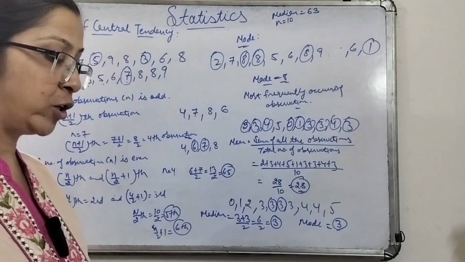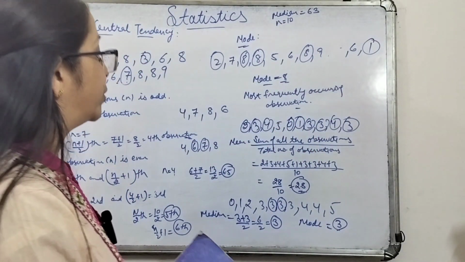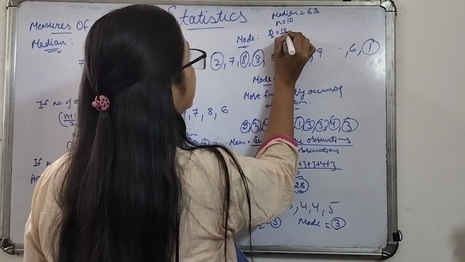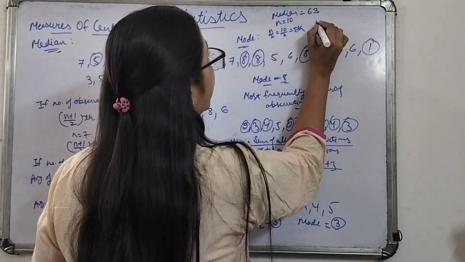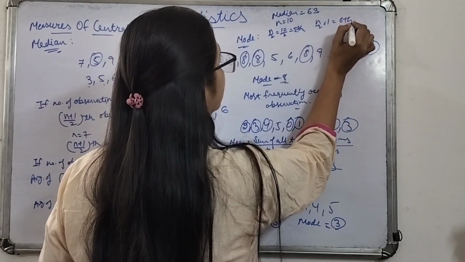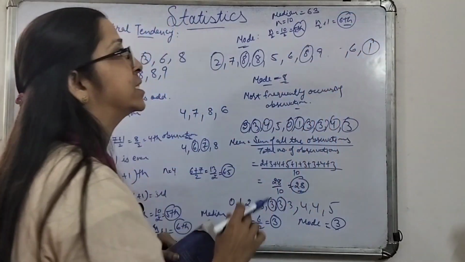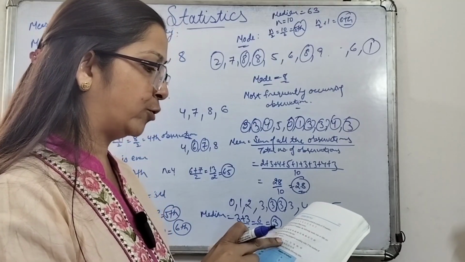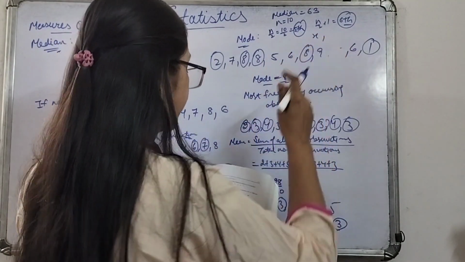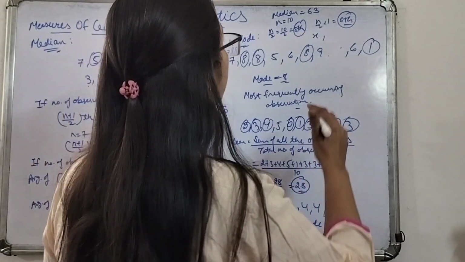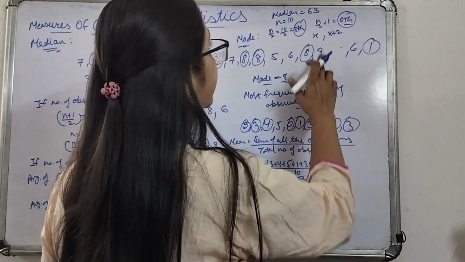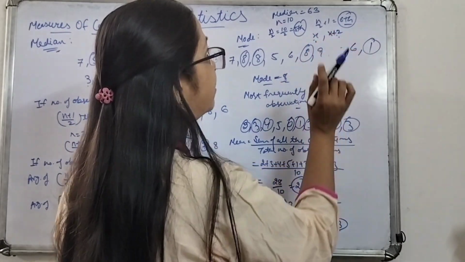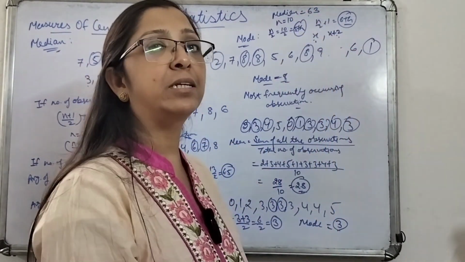It is already arranged in ascending order. Because the number of observations is even, we will find the n upon 2th, that means 5th observation, and n upon 2 plus 1, that means 6th observation. So we will find the average of the 5th and 6th observation. What will be the 5th observation? 1, 2, 3, 4, 5. The 5th observation is x and the 6th observation is x plus 2. So the average of these two will be the median, and the median is equal to 63. It is given to us.